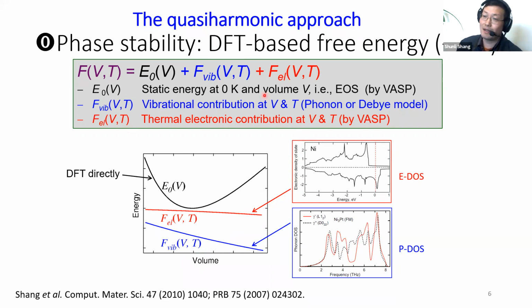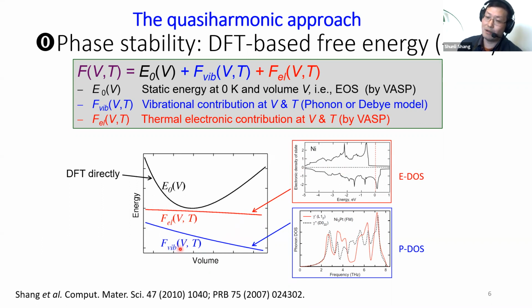And the third contribution, the right one, is what we call the thermoelectronic contribution. It's also a function of the volume and the temperature. We can use the DFT to predict the electronic DOS here. From the electronic DOS, we can get this free energy as a function of V and T.